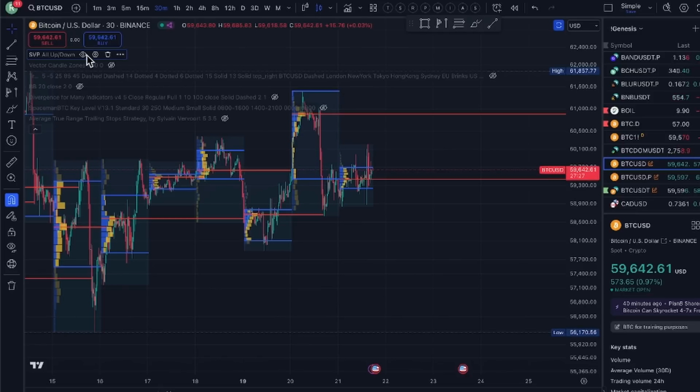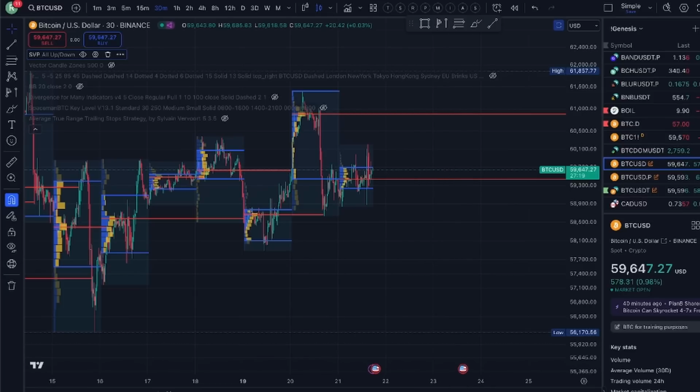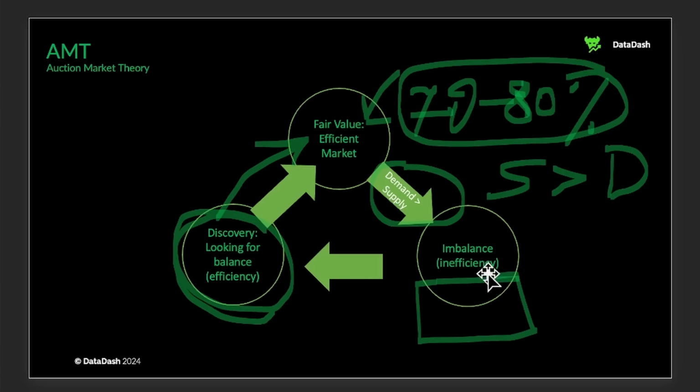So if we are adding SVP, which is absolutely free, here we need to make sure that POC is extended. Point of control is a special price that is closest to the center of the value area. And point of control functions as a magic magnet for the prices. Basically, as you remember, markets do not like inefficiency. And when this inefficiency happens, the market tries to seek efficiency again. So it revisits those points of control.